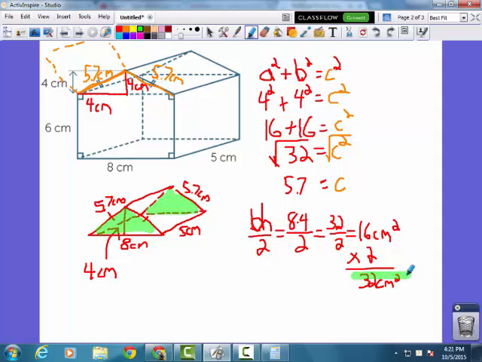Again, this number is for our triangles. So let's do some more here. Fix that. 32 centimeters squared. So let's do our rectangles.